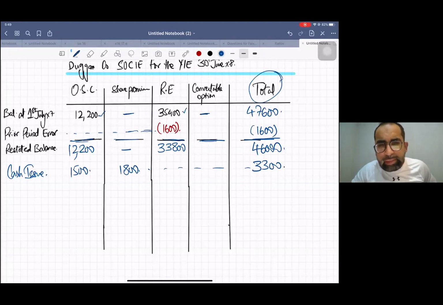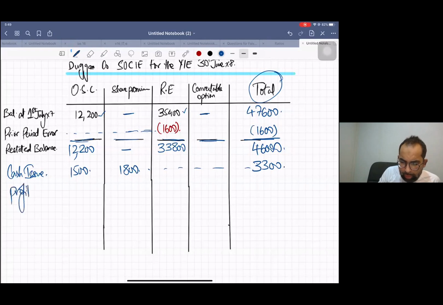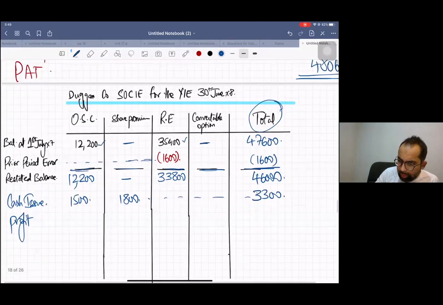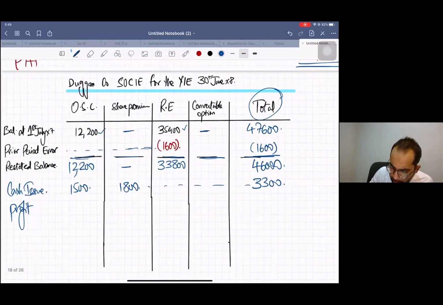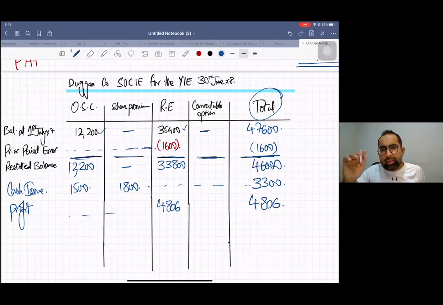Okay, the second thing which comes in the SOCHI is bonus issue. There is no bonus issue, ignore it. The third thing which comes is total comprehensive income, or you call it profit. Yes, there was a profit in this question. In every question there is a profit. Profit is 4806. See, we have calculated the profit. Profit will go in retained earnings, 4806, and it will increase your total equity as well. Okay, the fourth thing is ordinary dividend. Is there any ordinary dividend? No ordinary dividend in this question.